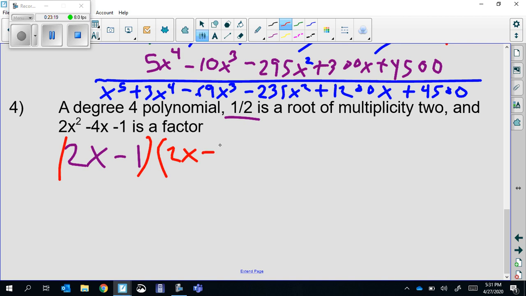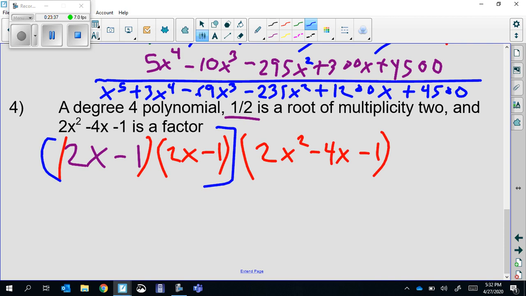My pen is being super annoying and glitchy. And then 2x squared minus 4x minus 1 is another factor. So now we got to multiply this out. So let's multiply these two together first, and we'll multiply that answer by 2x squared minus 4x minus 1.